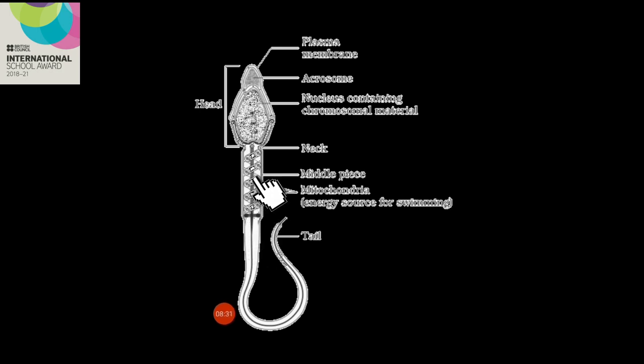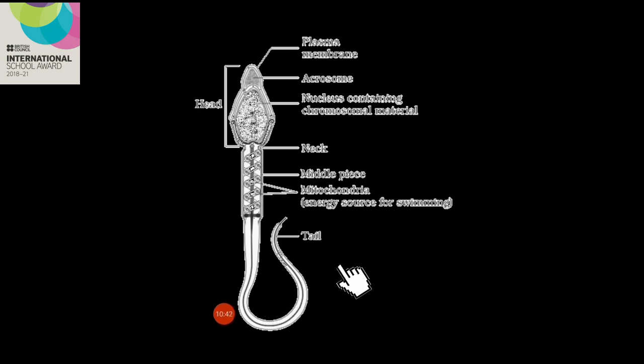And in the middle piece region, there are certain mitochondria. These mitochondria will provide energy for sperm movement, and in addition to this, they have a major role in programmed cell death also. Last part of the sperm body is tail. It contains an axial filament in it, and the axial filament is surrounded by a plasma membrane. You can see a plasma membrane here.